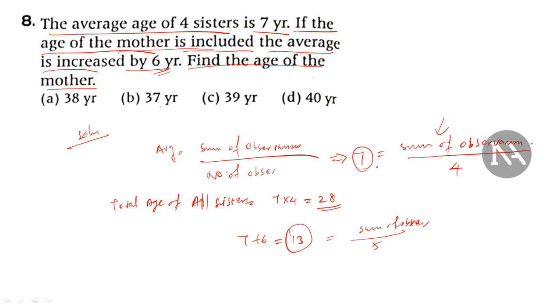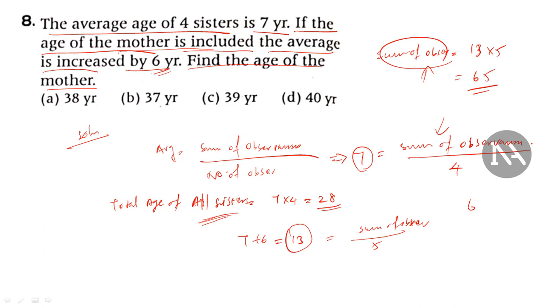Sum of observations is equal to 13 into 5. So 10 5s are 50, 3 5s are 15, so it is 65. Now the sum of observations is 65. Now I have to find the difference between the new observation and the previous observation. That will give you the age of mother.